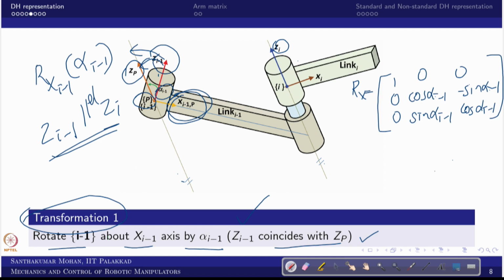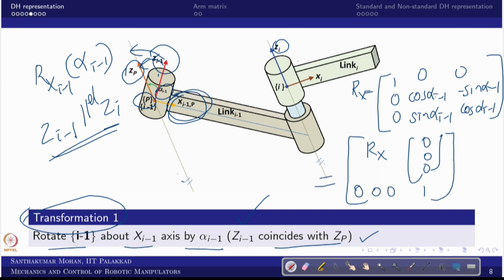If you want to write it in transformation form, it is Rx, and there is no positional change, in the sense you can write 0 0 0 and this is 1. So this is the first transformation, which is a rotation. That is what we did as the first operation. Let us move to the second one.